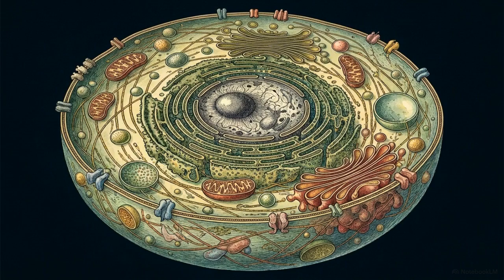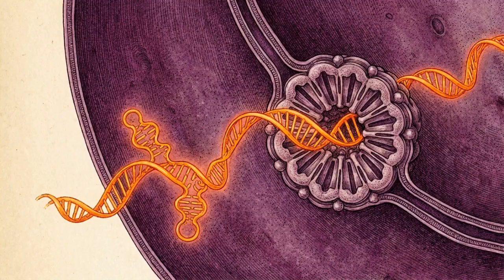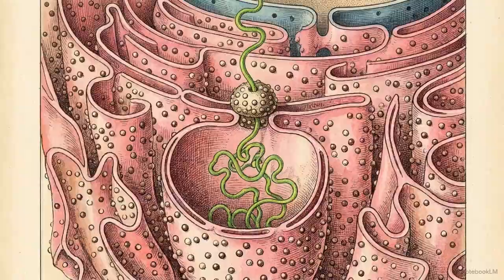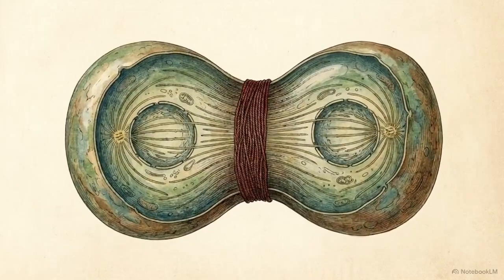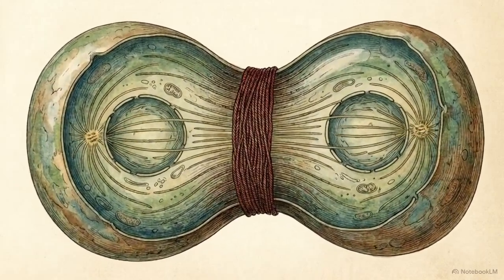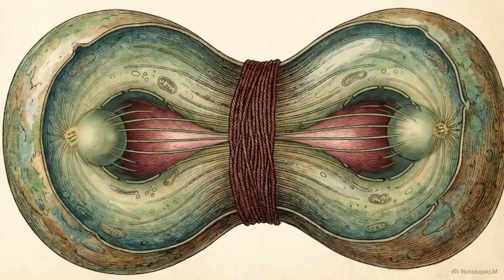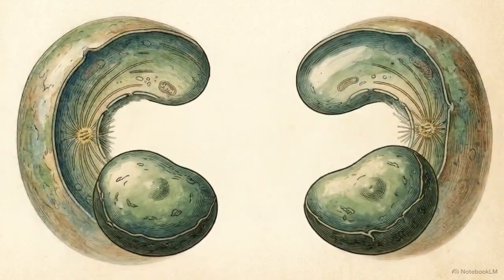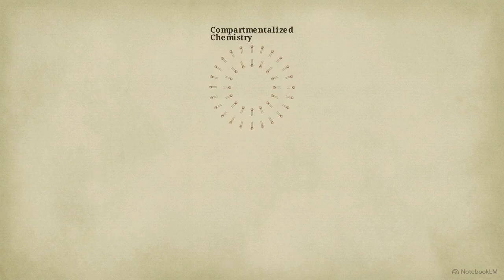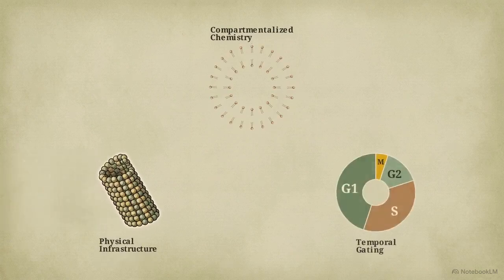Viewed as a whole, the system follows a clear pathway. mRNA exports from the nucleus, translates through the ER, modifies in the Golgi, and accelerates along microtubule highways. The ultimate mechanical test of this infrastructure is cytokinesis. The eukaryotic cell survives through the integration of these three pillars: compartmentalized chemistry, physical infrastructure, and temporal gating.